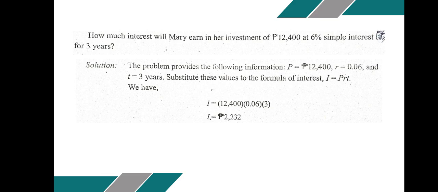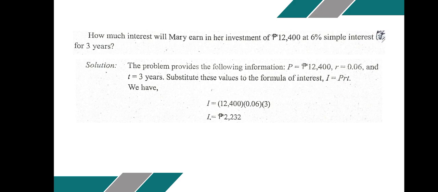So, the problem provides the following information. So, principal, which is 12,400 pesos. The rate naman is 0.06. So, we transform yung 6% into decimal form. So, that is 0.06. And the time given is 3 years. Now, we need to substitute all these values sa ating formula. So, yung formula ng ating interest or simple interest is I is equal to PRT.